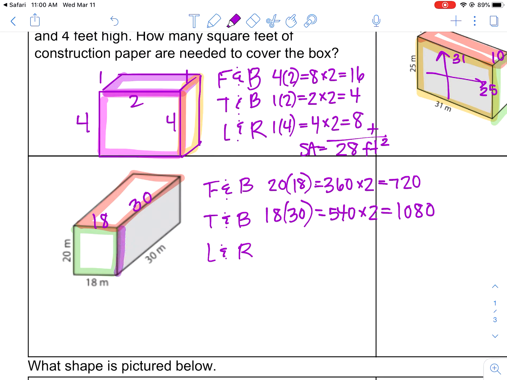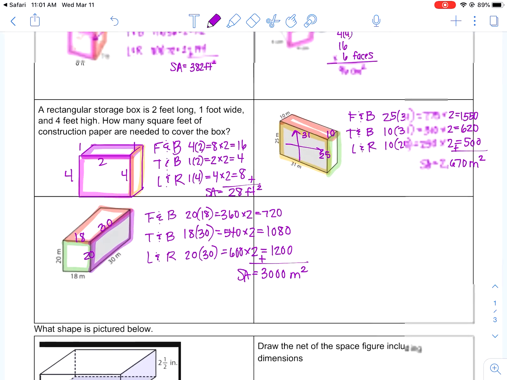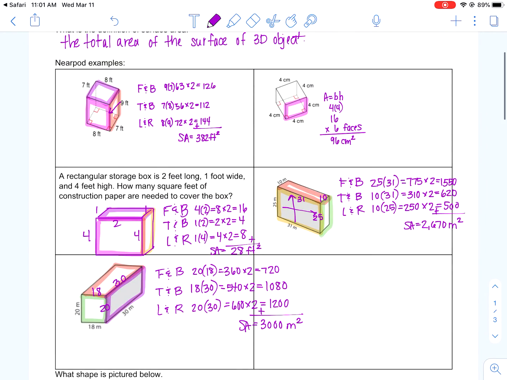And then I have my left, right boxes to go from, transferring that 20 over, so I get 20 times 30, which is 600. One on that opposite side you can't really see, so that's 1200 total. And then I'm going to add up all my surface areas from those 6 faces. Very repetitive process. I get surface area equals 3,000 meters squared. So there's all my examples with cubes and rectangular prisms.